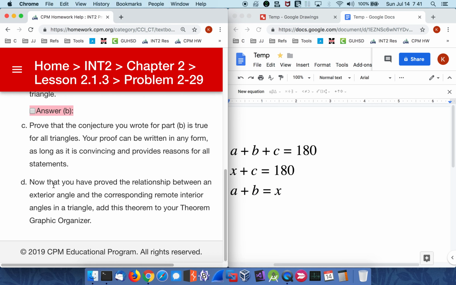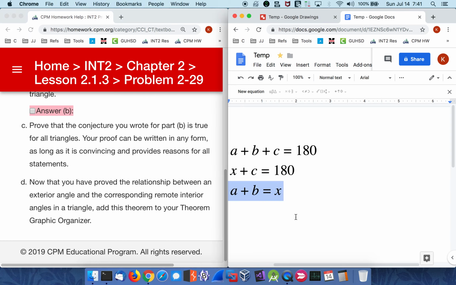Alright, now we've proved this relationship. Add this theorem to your theorem graphic organizer. I didn't know that we had a theorem graphic organizer. I guess we're supposed to have one. Anyways, let's go ahead and add it. Alright, let's move to the next problem.